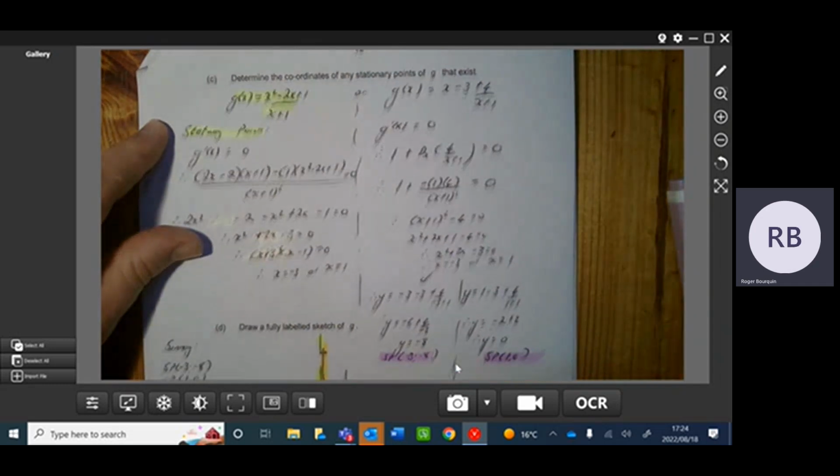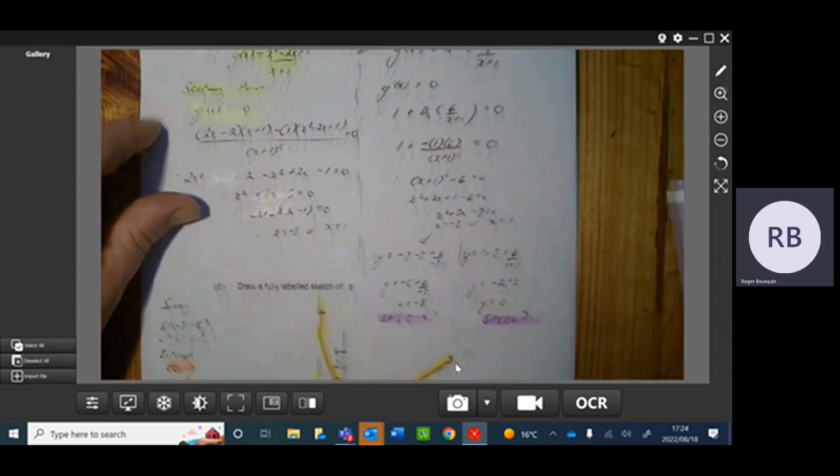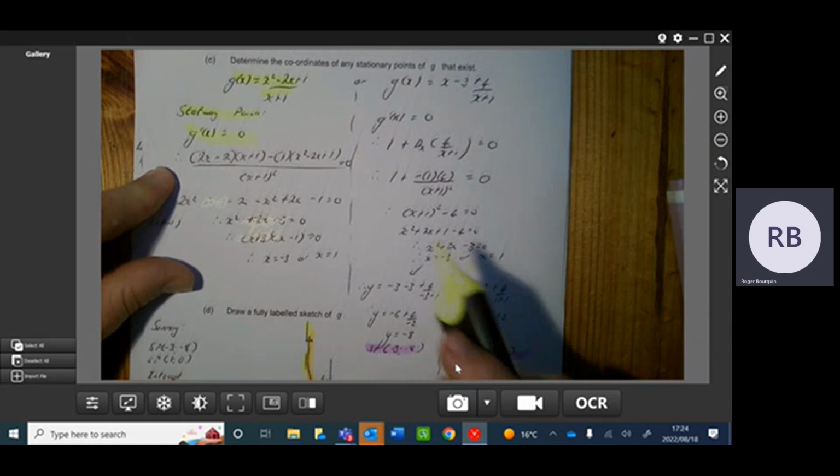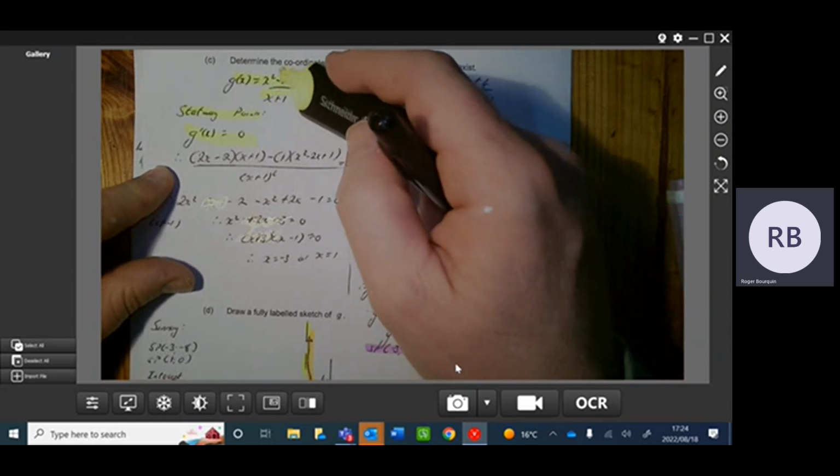It's the quotient that you get after you've done your division. Okay, nearly done. Now find the coordinates of the stationary points that exist.